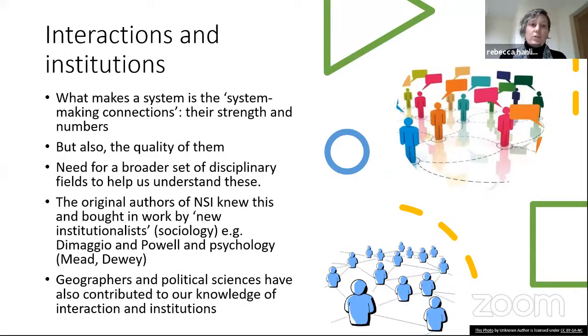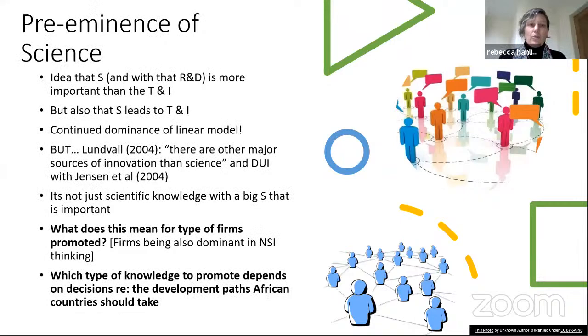The second thing I wanted to just reflect on a little more was the preeminence, or the overarching focus, that's often given to science in the term science, technology, and innovation. Lilian rightly outlined that national systems of innovation is built on the idea that there are multiple forms of knowledge. Unfortunately, in a lot of policy contexts, science with a big S still holds sway as being predominantly the most important type of knowledge when it comes to how to support innovation.